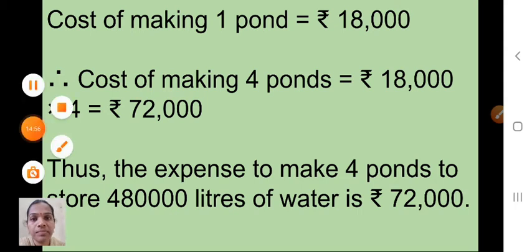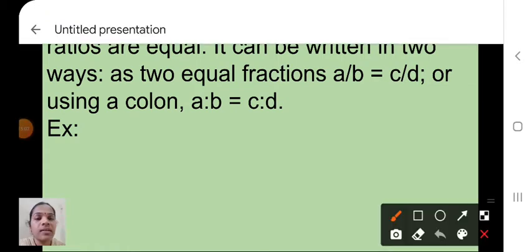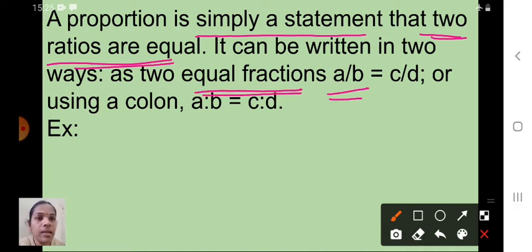Proportion means, so children, see here, this is the definition of proportion. A proportion is simply a statement that two ratios are equal. Okay, ratio means what? Comparing two numbers. But here proportion means a statement that two ratios are equal. Okay, it can be written in two ways, that is two equal fractions. See here children, A upon B is equal to C upon D, or A is to B is equal to C is to D. That is the equivalent fraction.